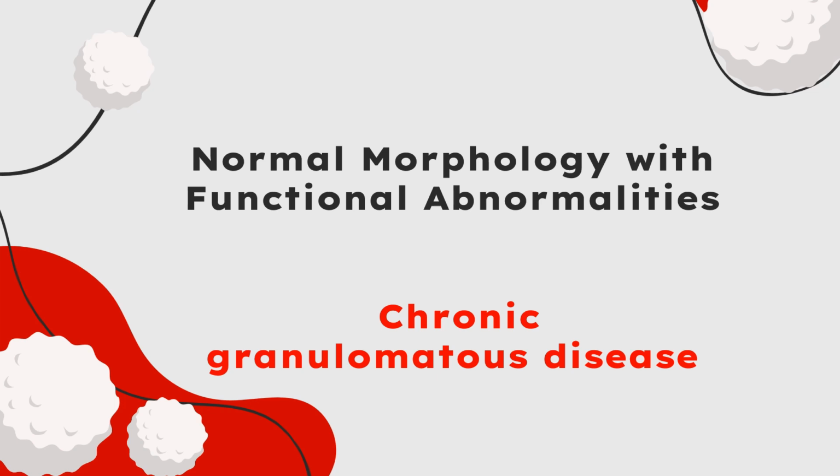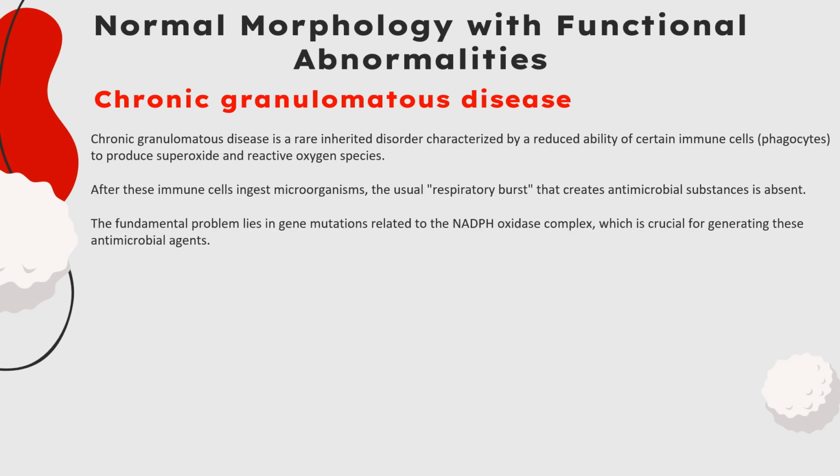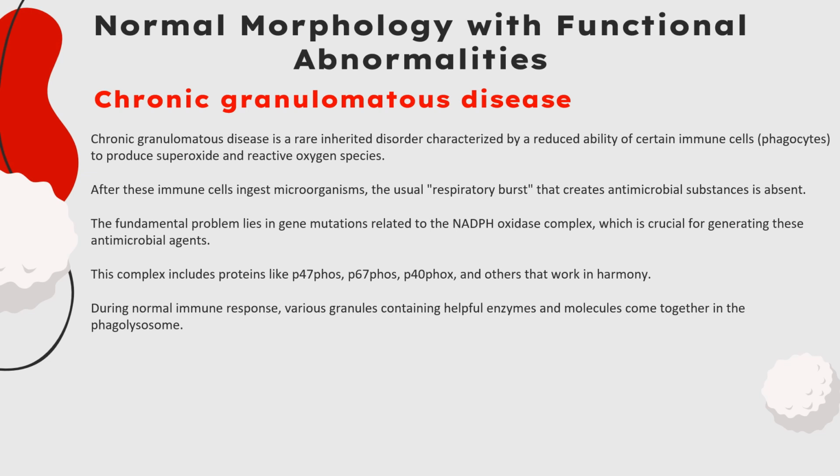Let's shift to normal morphology with functional abnormalities. The majority of genetic functional leukocyte disorders, with the exception of some of the storage disorders, are not characterized by specific morphologic alterations in leukocytes. Now, let's dive into the world of chronic granulomatous disease, quite the mouthful. This rare inherited disorder affects immune cells' ability to produce superoxide and reactive oxygen species. The issue lies in gene mutations related to the NADPH oxidase complex, a team of proteins crucial for generating antimicrobial agents. During a normal immune response, granules with helpful enzymes and molecules come together to form NADPH oxidase.